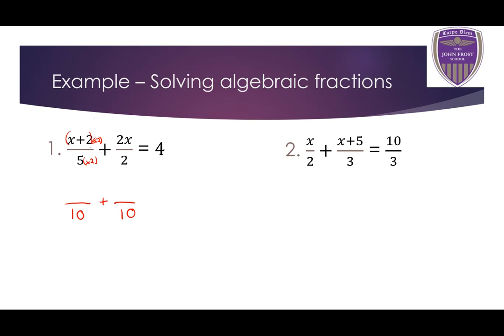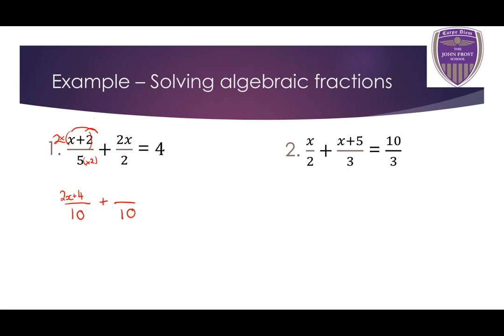Now remember, when you're multiplying this by 2, you have to imagine the bracket. So it's going to be 2 times x plus 2. So brackets x plus 2 times 2. That is going to give me 2x plus 4. So we're timesing it by 2. So we end up with 2x plus 4 over 10.